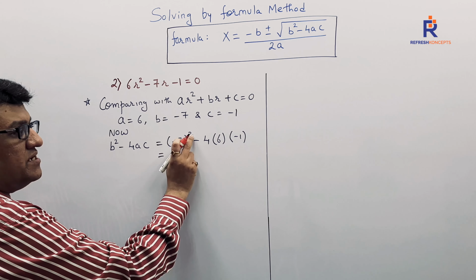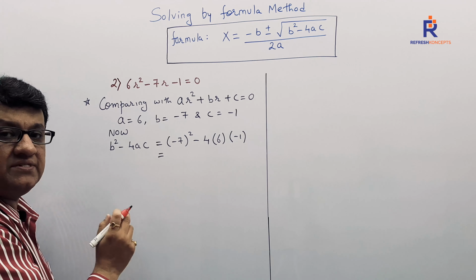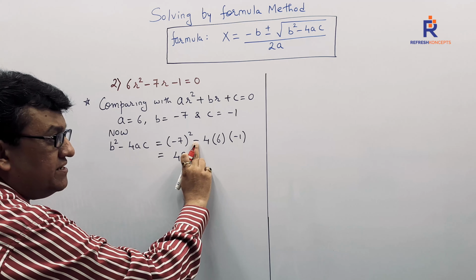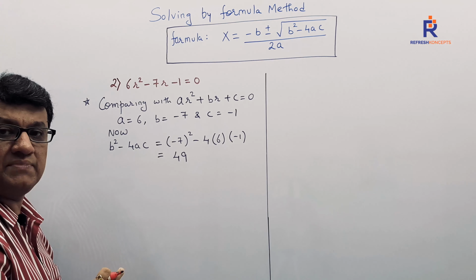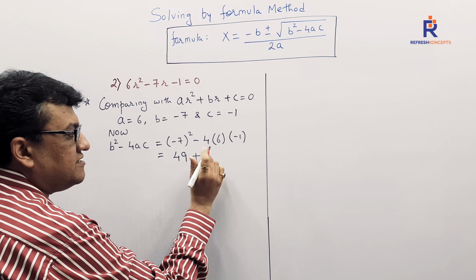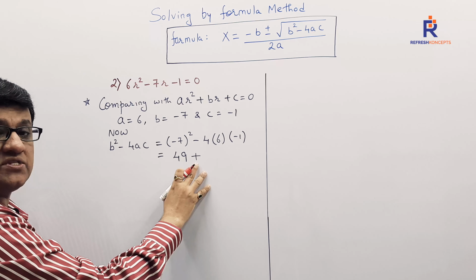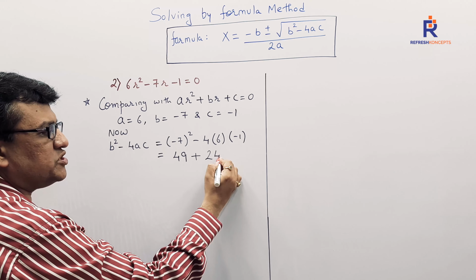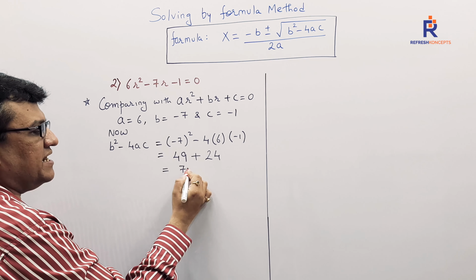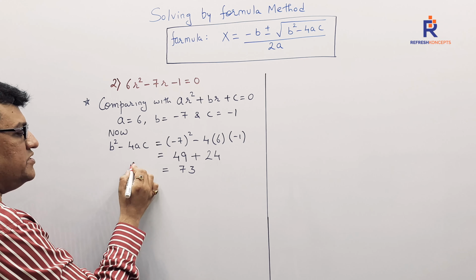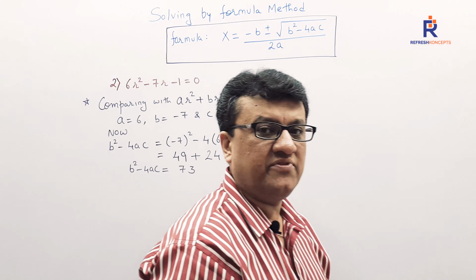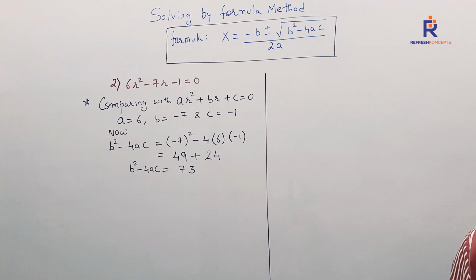Square of a negative number is always positive, children. Minus 7 square is plus 49. Minus of minus becomes plus. 6 fours are 24 into 1 is 24. On adding, I get b square minus 4ac as 73. So what value are we getting for b square minus 4ac? 73.